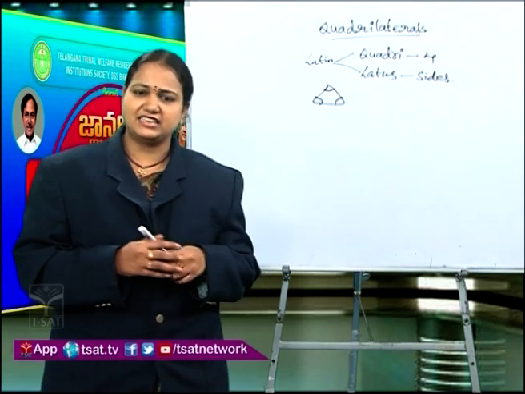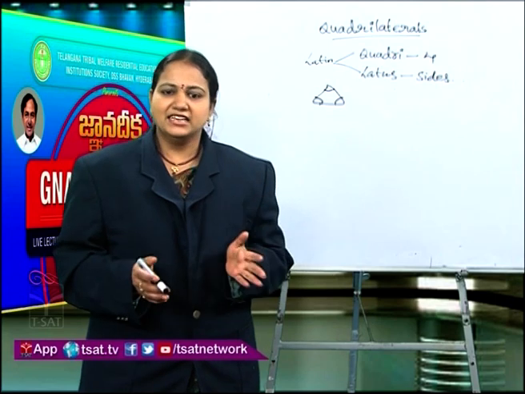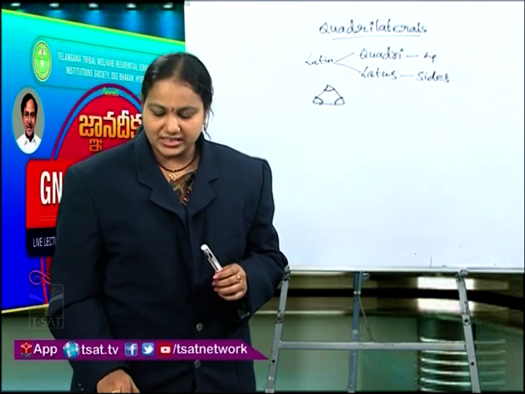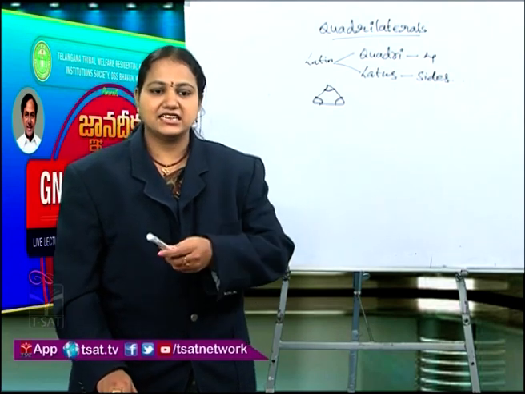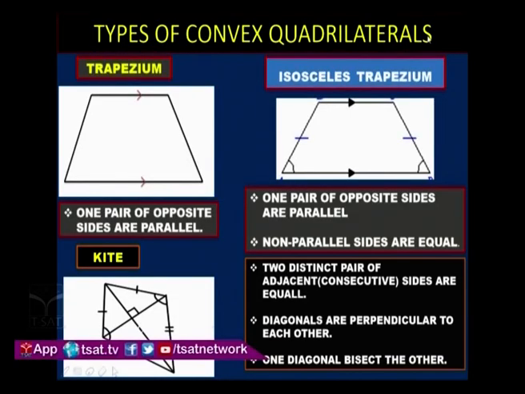In our general daily life, we come across so many objects which are in the shape of convex quadrilaterals. So, let us discuss types of convex quadrilaterals here. In a quadrilateral, if one pair of opposite sides is parallel, then it is called a trapezium. Trapezium means one pair of opposite sides are parallel. Look at that, this arrow mark shows those two lines are parallel.